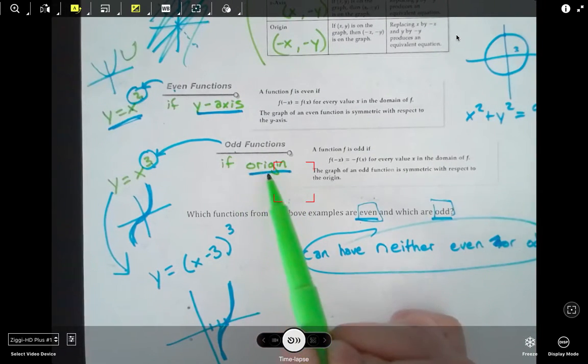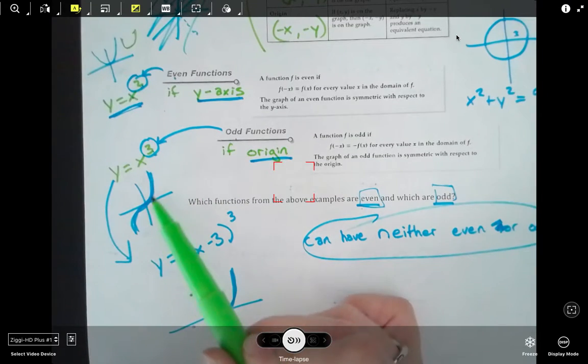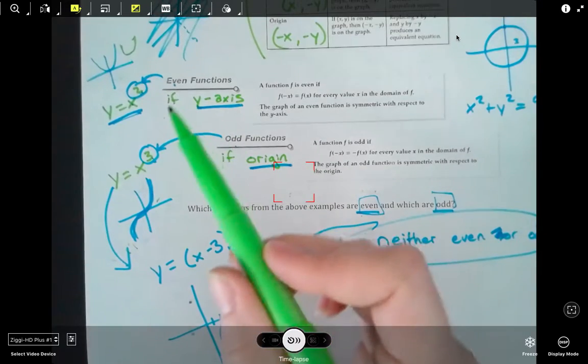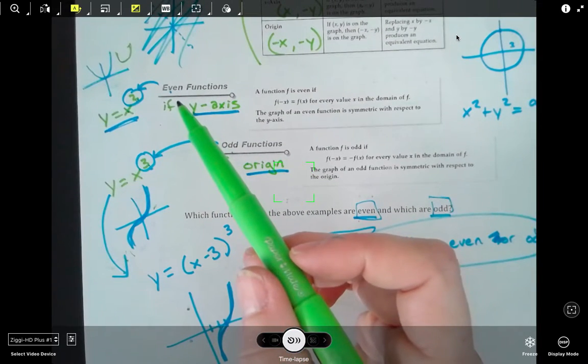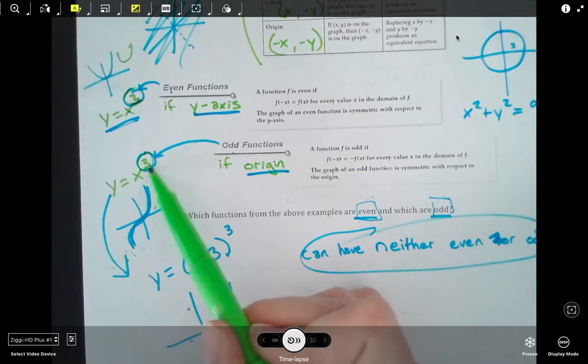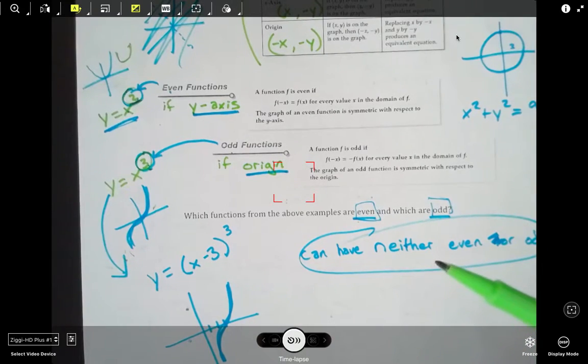Being symmetric with respect to the origin makes it an odd function, like y equals x to the third power. It is this one right here, and it has origin symmetry, all right? It kind of goes with the fact that an even function is x squared, where 2 is an even number and 3 is an odd number. So that's how those even and odd functions are named.